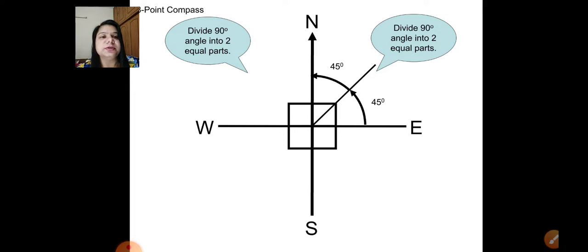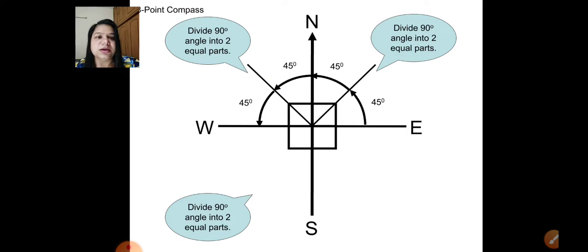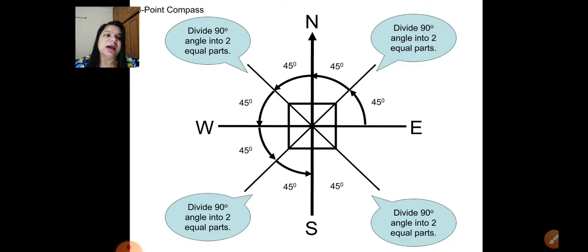Now just check between north and east. Again if you divide it into two equal parts and each part will make 45-degree angle. Okay. Similarly between south and west, if you divide it into two equal parts, again 45-degree. And similarly between south and east. So now we have divided the compass into 8 parts now, and the angle between each part is 45-degree now.